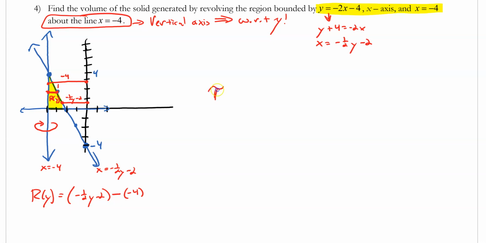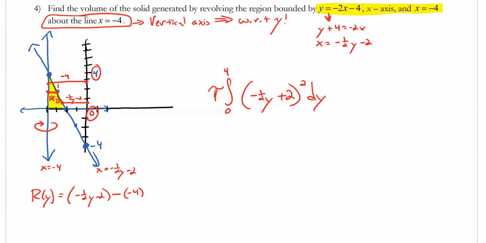So we just set up our integral. We're going from 0 right here, because our region is starting at 0, to +4. We're looking at y values again. So 0 to 4 of that function. If I distribute the negative and combine like terms, I'm going to get -1/2 y plus 2 quantity squared dy.